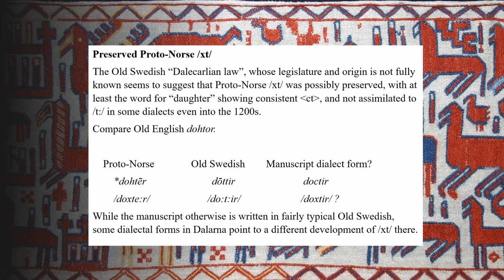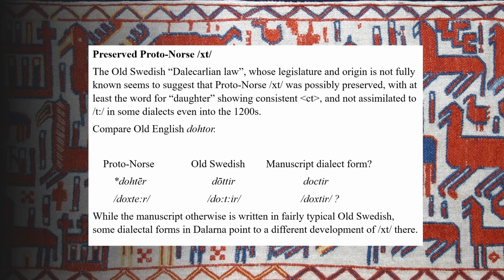In the Old Swedish Dalecarlian law, whose legislator and origin is not fully known, there are some words that seem to show Proto-Norse velar fricative before t being preserved, with at least the word for daughter showing a consistent spelling with a cluster, and not a long t, which is the usual in North Germanic. For example, compare Old English dochter to Old Swedish datir. The manuscript spelling, which is highly consistent with this word in all inflected forms, could suggest a pronunciation like dochtir.